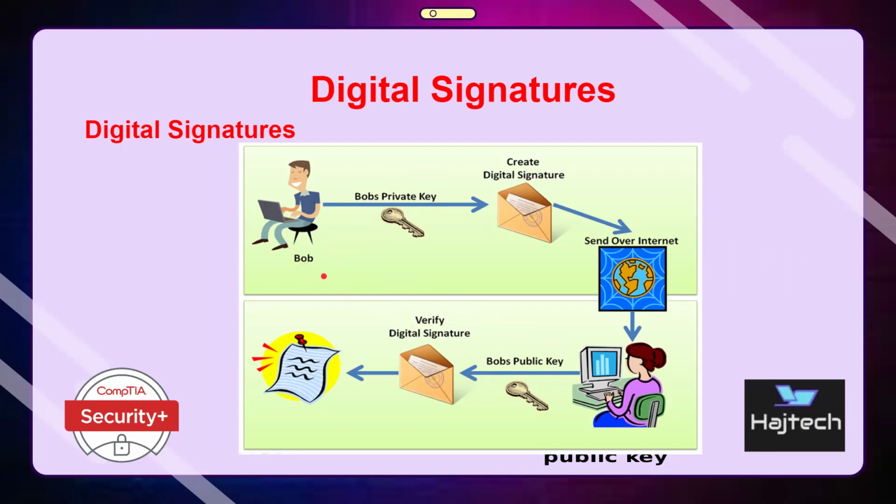So don't be confused. Sometimes they bring you questions like: Bob needs to send a message to Alice, and how can he sign that document? A, use Bob's private key. B, use Bob's public key. C, use Alice's public key. D, use Alice's private key. So you know who signs the document and what kind of key is used to sign it, and you know the other side, who receives the document and what key is used to verify the signature.